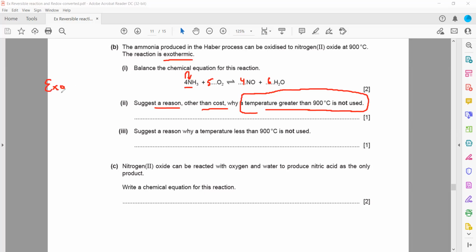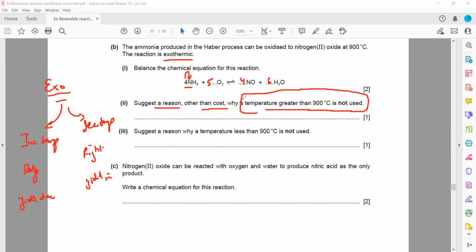Whenever the reversible reaction is exothermic, when we increase the temperature, equilibrium will shift towards the left hand side and the yield, the amount of the product, will decrease. And if we decrease the temperature for exothermic, equilibrium will shift towards the right hand side, so the yield, or the amount of product, will increase.